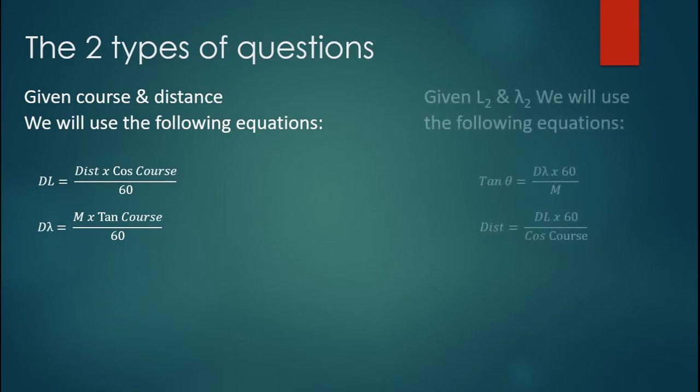Okay, and in the next instance, you'll be given lat 2 and lambda 2, and we'll use these equations to solve for your course and distance. Tangent theta equals d longitude times 60 divided by m, and then your distance is the same equation that you used in your mid-lat sailings to get the distance, d lat times 60 divided by the cosine of the course. So again, just like with the mid-lat sailings, you need to memorize these equations. It's two new ones so far, and know when to use them.